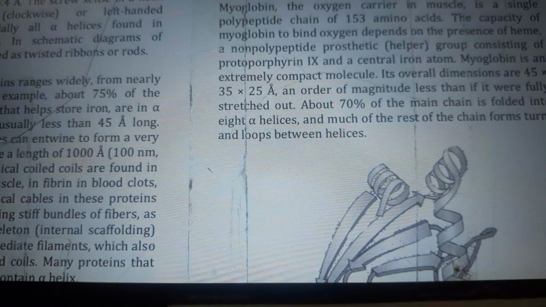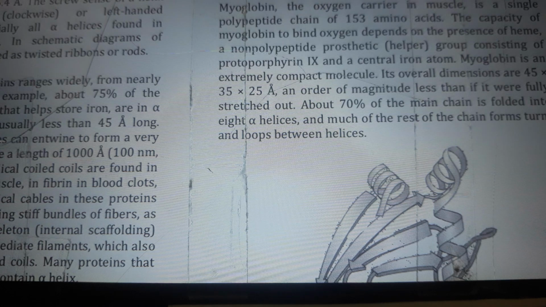Tertiary structure. Myoglobin, the oxygen carrier in muscle, is a single polypeptide chain of 153 amino acids. The capacity of myoglobin to bind oxygen depends on the presence of heme, a non-polypeptide prosthetic group consisting of protoporphyrin 9 and a central iron atom.